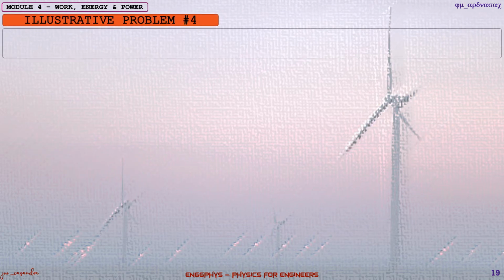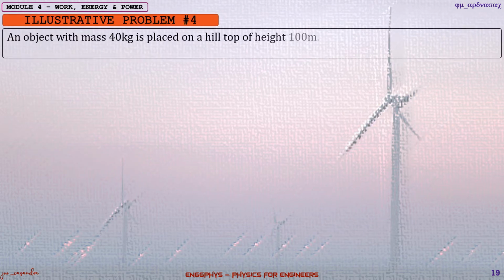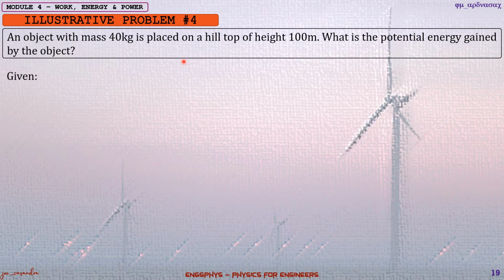So let's solve example number 4. An object with mass 40 kilograms is placed on the top of a hill with height 100 meters. What is the potential energy gained by the object? So for this problem, we want to solve for the gain potential. So ibig sabihin, if there is a gain, there should be a change in potential energy. Okay? So for this problem, we are given the mass of the object at 40 kilograms. The height of the hill to be traveled is 100 meters. So our required is our potential gain.